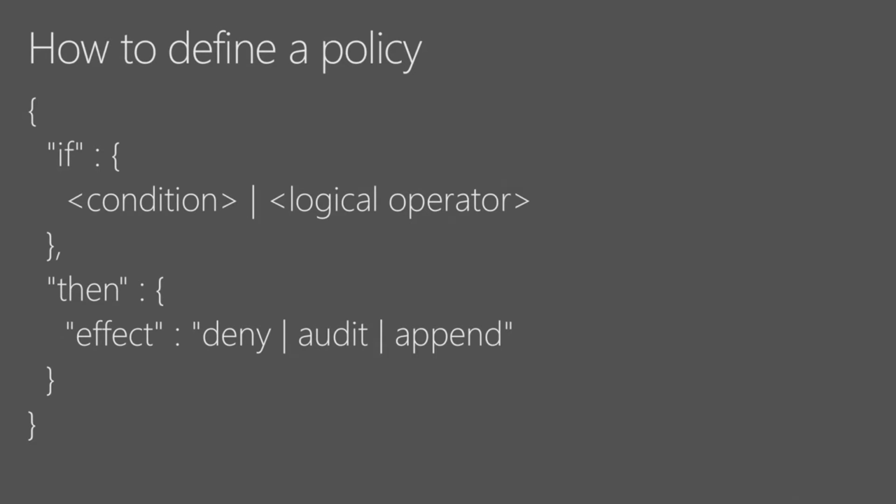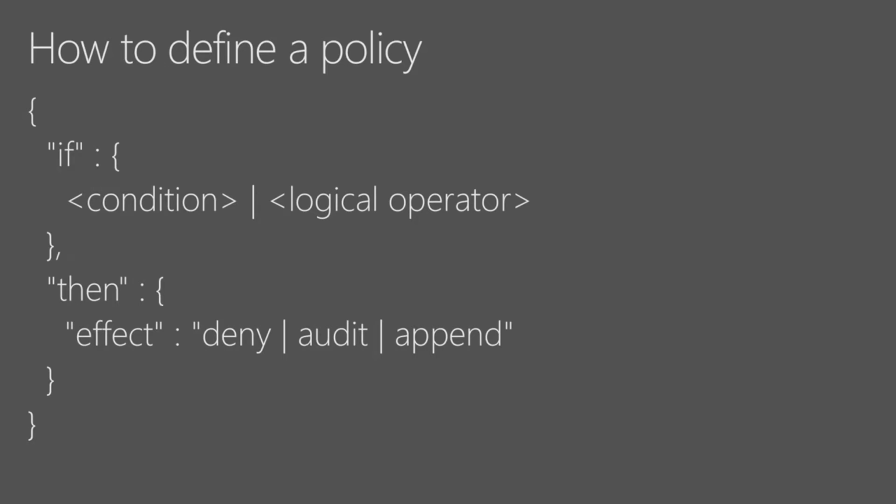Now let's take a look at how to define a policy. It's also a JSON file. It's a pretty simple format. It seems we like JSON files a lot, right? It starts with the if and ends with the then. In the if section, you want to specify a condition or an operator that defines your rule, that describes what specific configuration you're looking for.